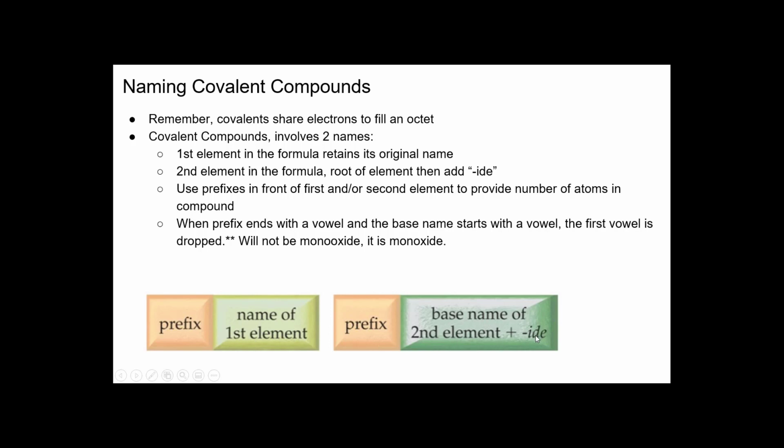Base name plus "ide." When you have something with 2 vowels, in most cases, for instance if you had monoxide, we don't have 2 O's in it. One of the O's would be dropped off. Usually we drop off the second vowel, the one that goes with the base. But unfortunately, there are always exceptions to everything.